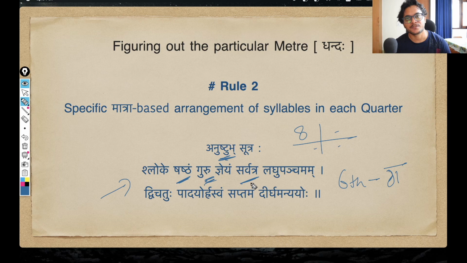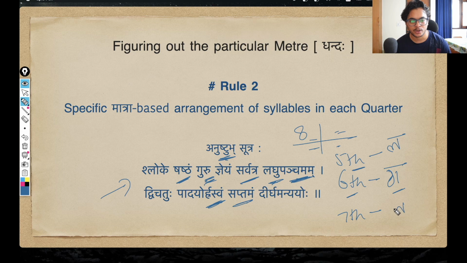And see, it is saying Sarvatra, which means in all the 4 quarters. Then it is saying Laghu Panchamam, that Panchamam is the 5th. The 5th syllable is Laghu, it is short. And then it continues, Saptamam Hrasva, that the seventh syllable is Hrasva, and Hrasva means Laghu, short. But there is a condition: Dvi Chatuhu Padayoho.